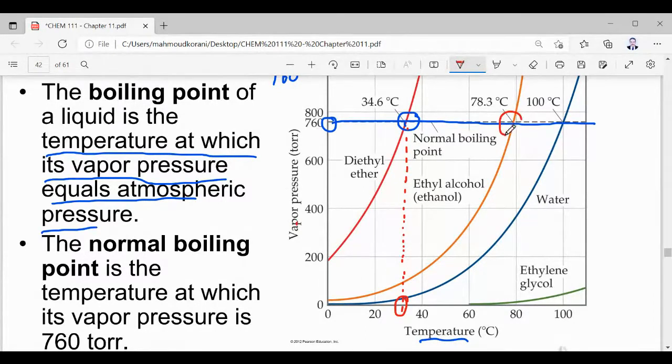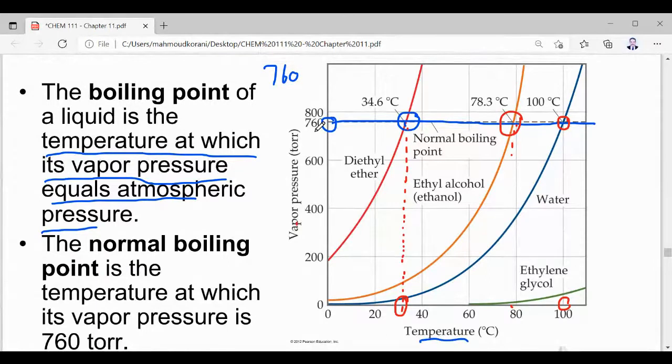And this is for ethyl alcohol. Also, if you go down, you will end up here, something like 70 something, 78. For water, it's 100, as you see, 100 Celsius. This is the normal boiling point at atmospheric pressure, when the vapor pressure equals 1 atmosphere.